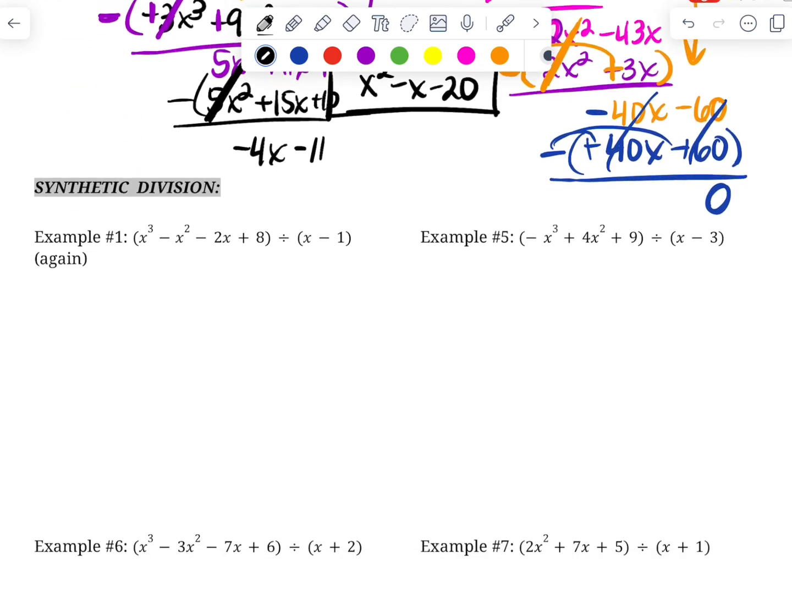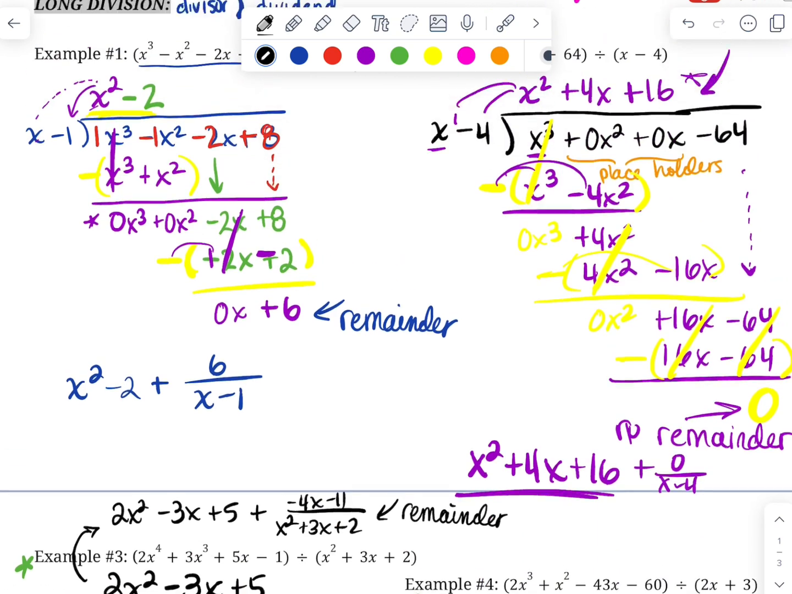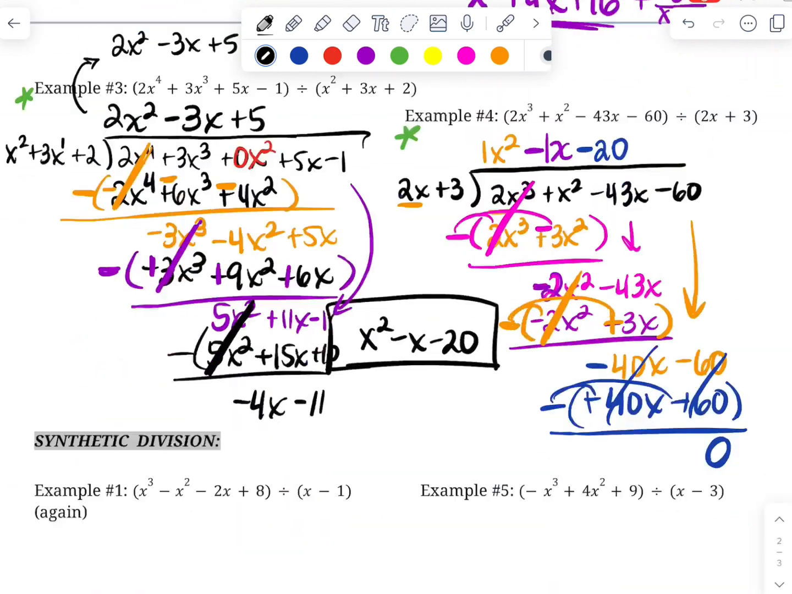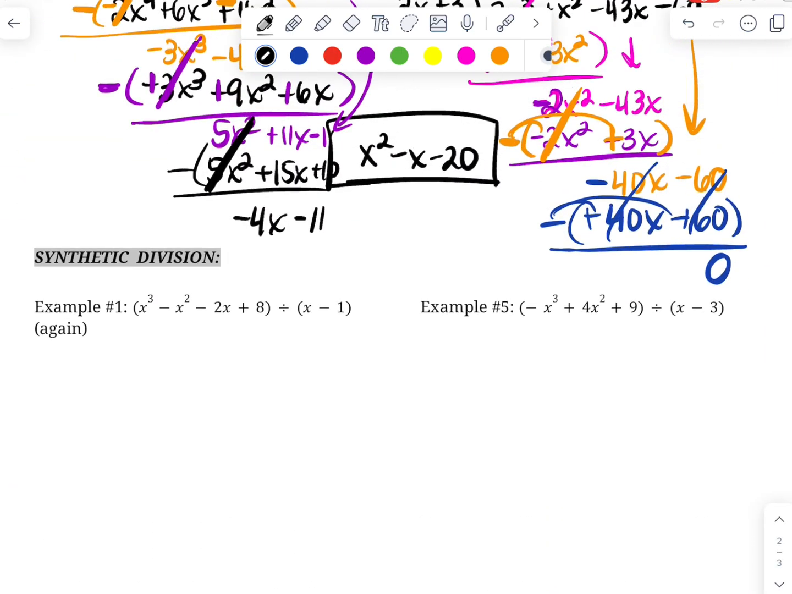All right, other topic to talk about today. By the way, long division works every time. And what do I mean when I say works every time? I mean you can divide any polynomial by any other polynomial as long as the degree of the dividend is greater than the degree of the divisor. Okay, but you can use long division anytime. Synthetic division, not true.